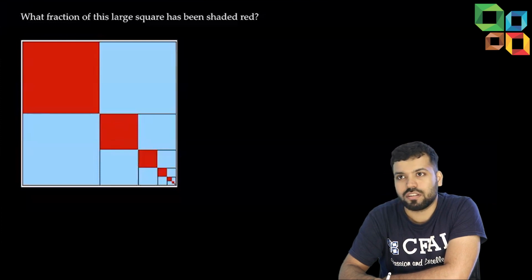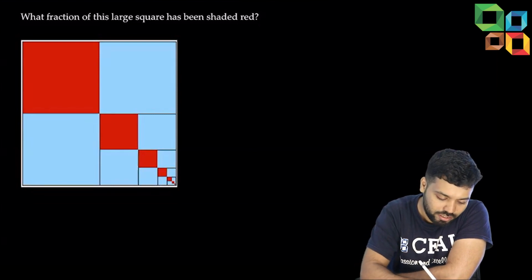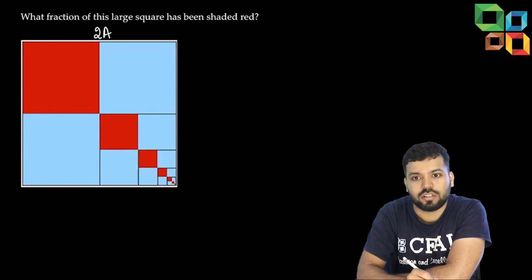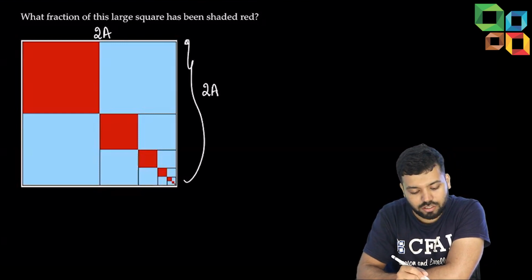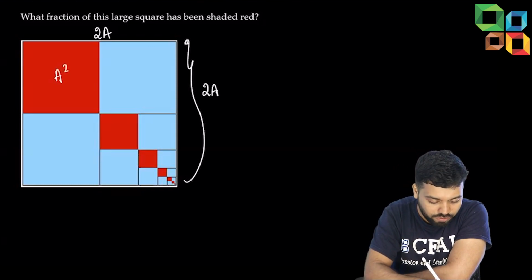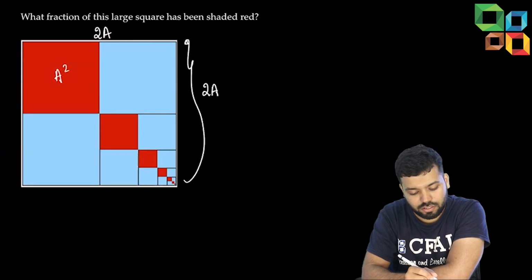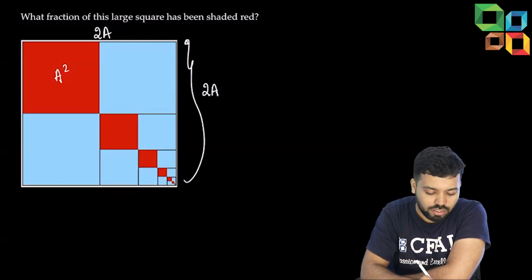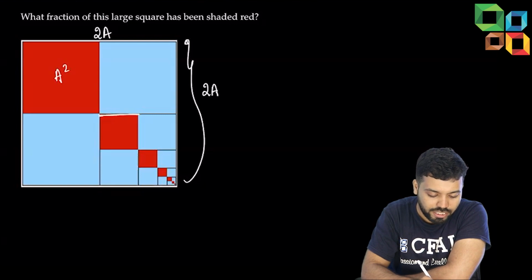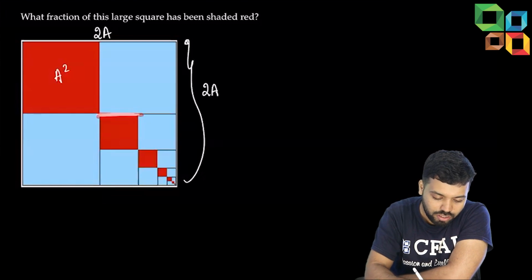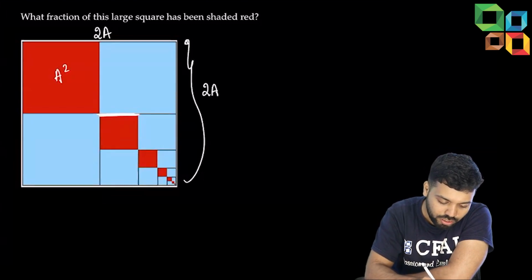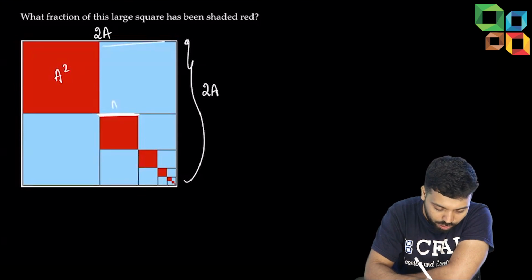Sir, I took the side as 2A. You took the side as 2a. So the first red one has a as its side. So this will be a square. Fine. Then it's an infinite GP, right? So what will be the area? What will be the side length? Side length a by 2. So this side length will be a by 2 because this is a.